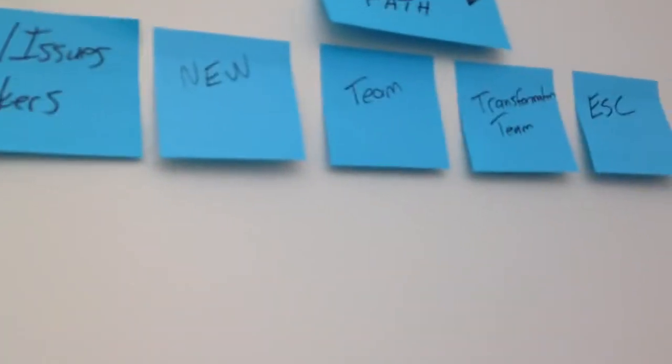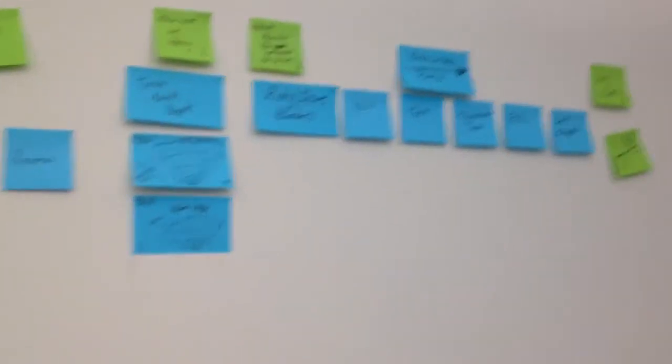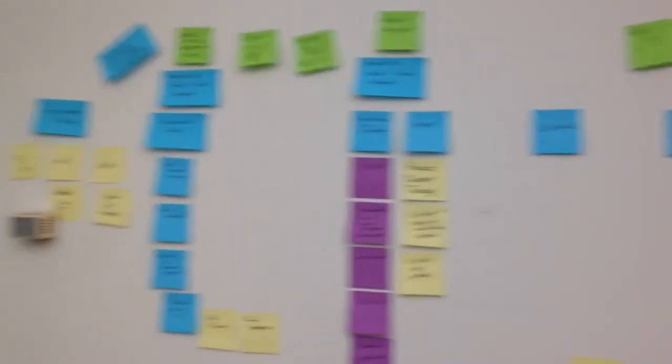And these would be all of the impediments. This is the escalation path, and all of our impediments and blocks would go on that big visible wall, and they would also go in Jira. So that's a quick overview.